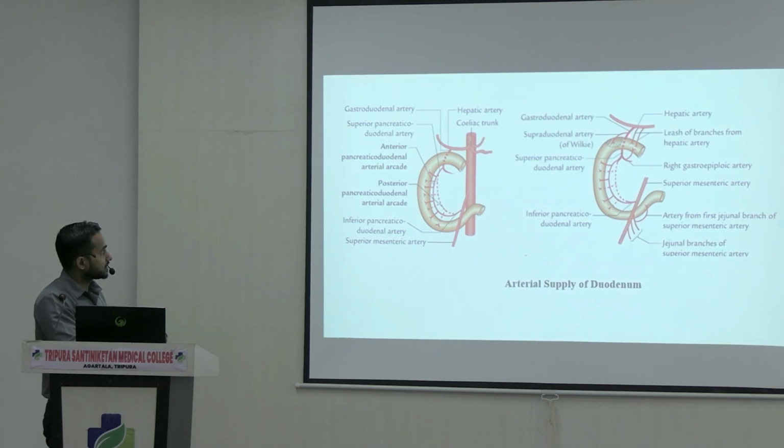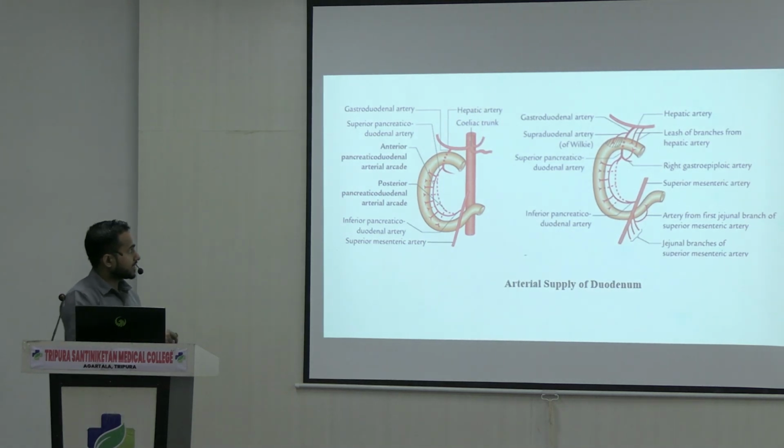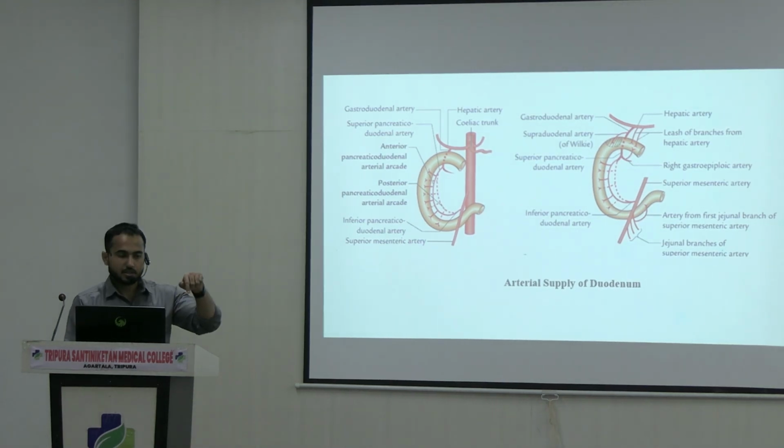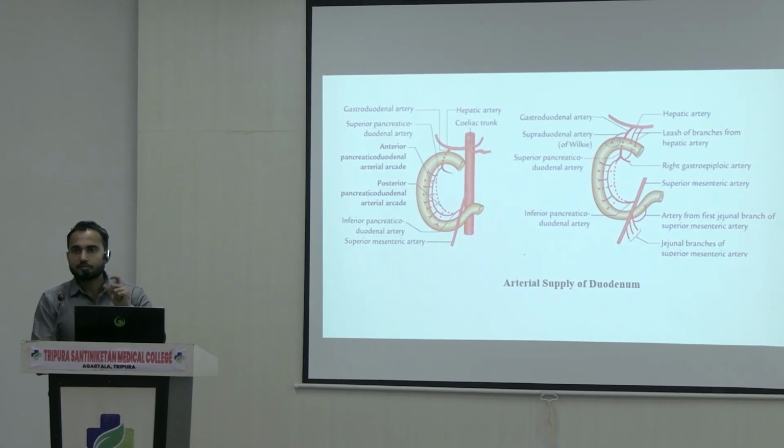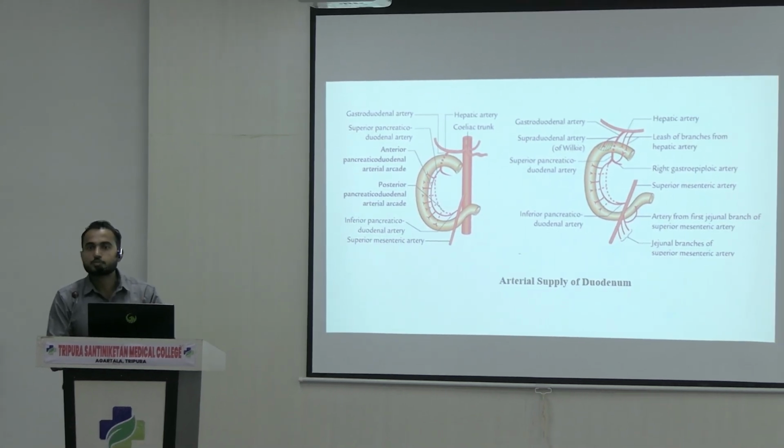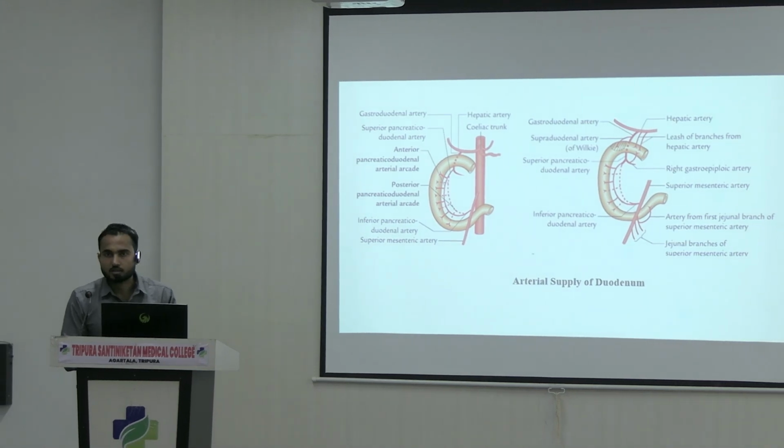As you can see, this is the supraduodenal artery of Wilkie. Then you can see some branches from the hepatic artery, and some branches from the right gastroepiploic artery. And as you can see, all these are end arteries. They are supplying directly. They don't have any anastomotic channels. So from here you can expect a question from applied anatomy: why is the first part of the duodenum prone to duodenal ulcer?